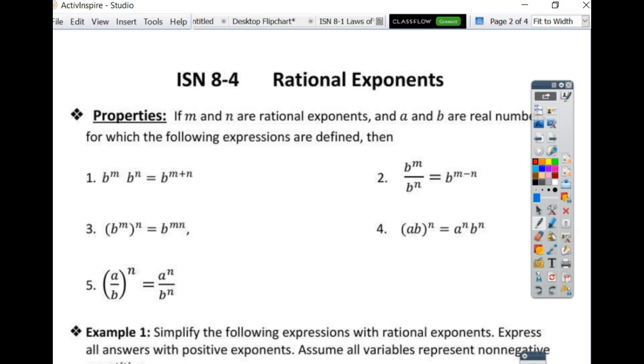So, when we multiply, what do I do with my exponents? Add. When I divide, what do I do with my exponents? So to add and subtract a fraction, you have to have a common denominator. So if I have this, 3/4 minus 1/4, I get 2/4, which is a half.